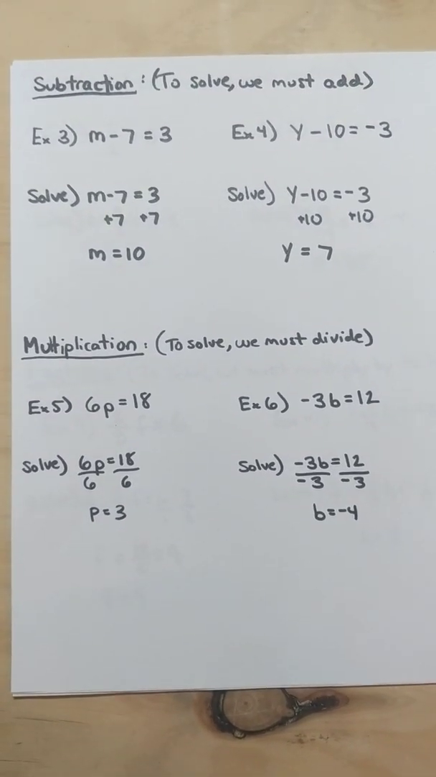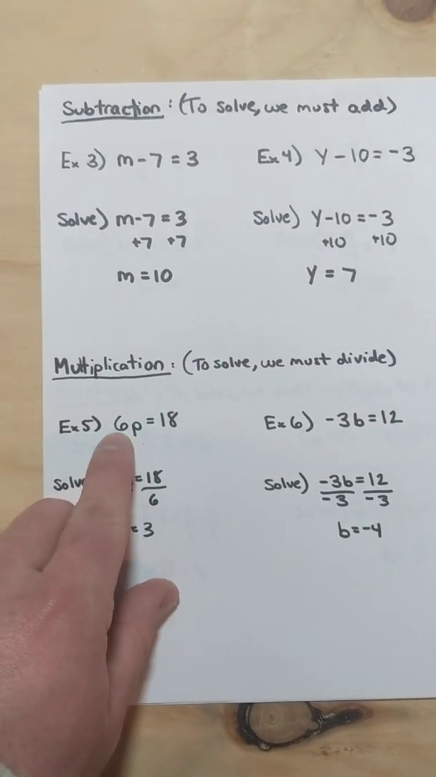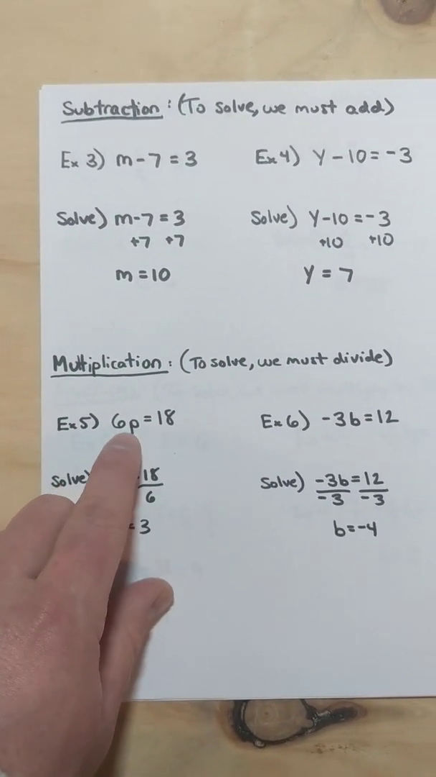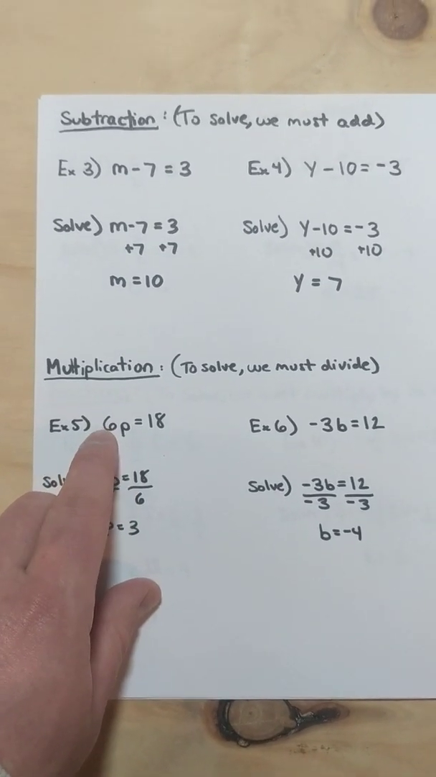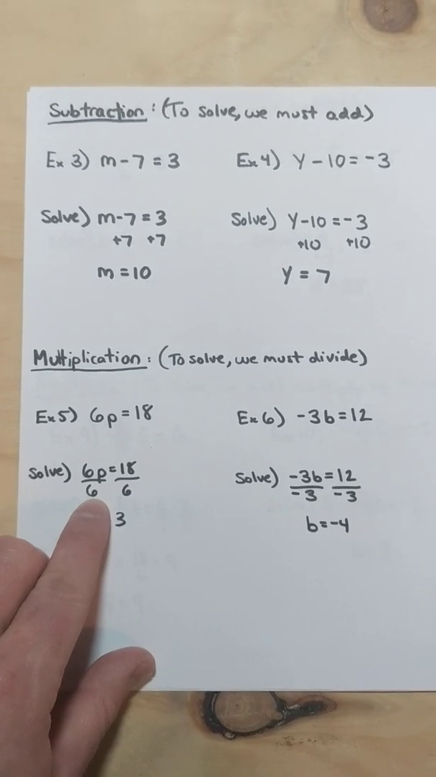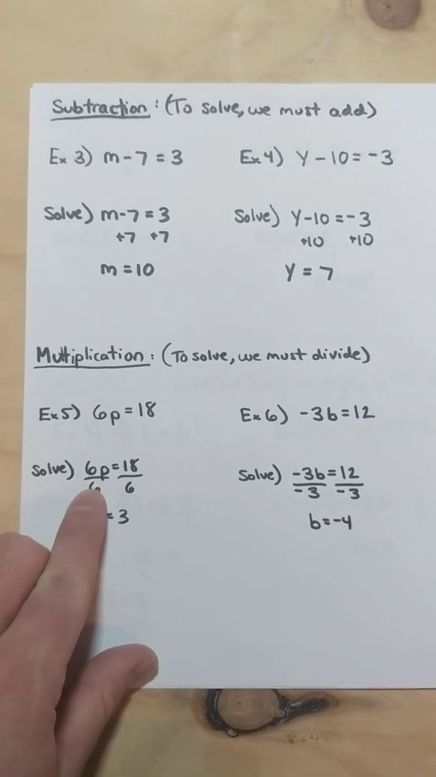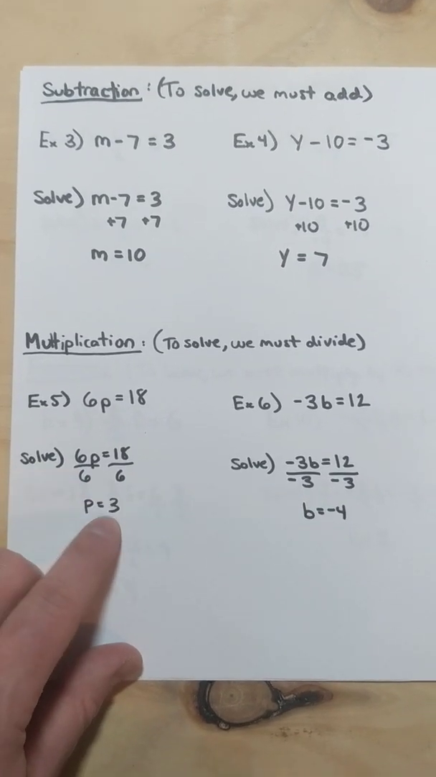For multiplication, to solve, we have to divide. So if I had 6p equals 18, that's 6 times p. Since it's 6 times p, to solve, I'm going to divide by 6. 6 divided by 6 is 1, and 18 divided by 6 is 3.